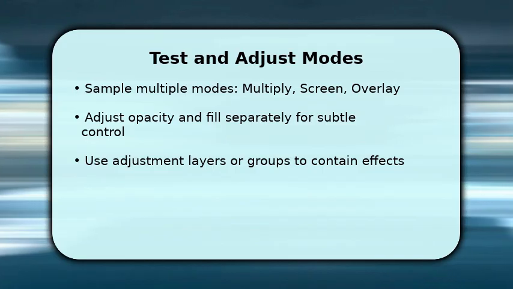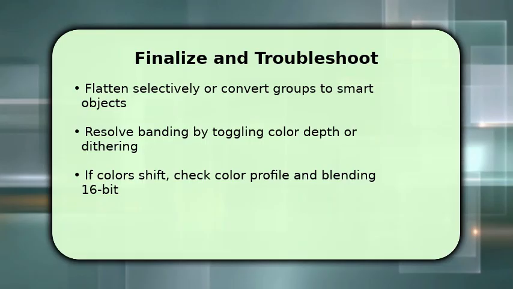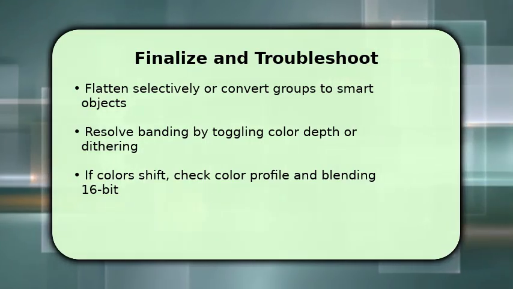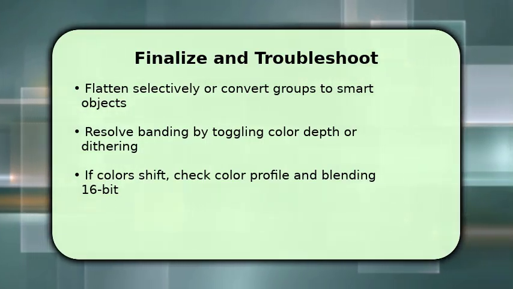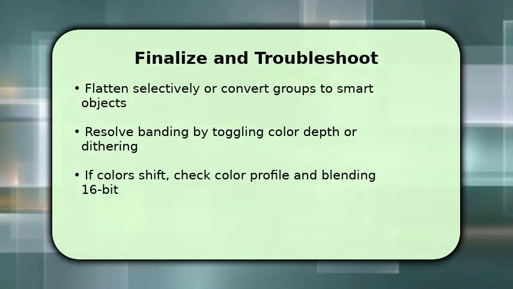To finish, convert your blended composition into a smart object or selectively flatten layers to lock the result while preserving editability where needed. Export a test render to verify final appearance. If you see banding or posterization, increase color depth to 16-bit or enable dithering.